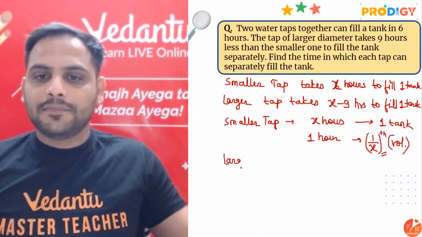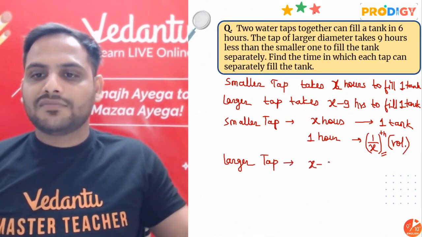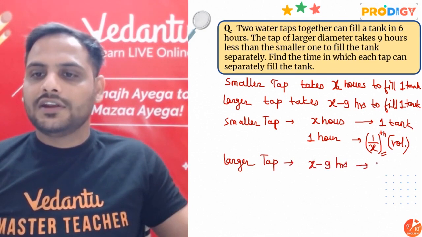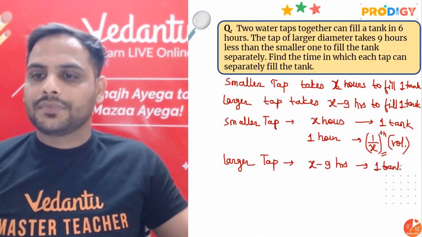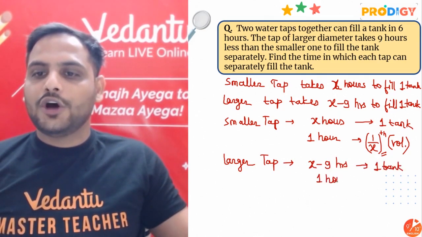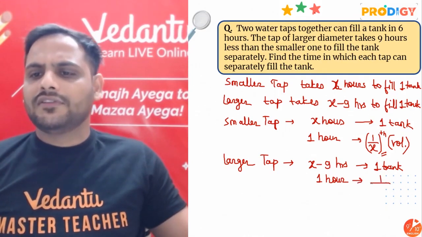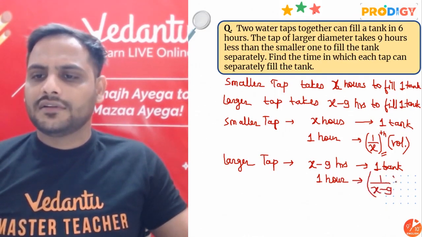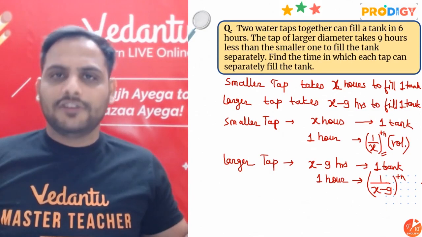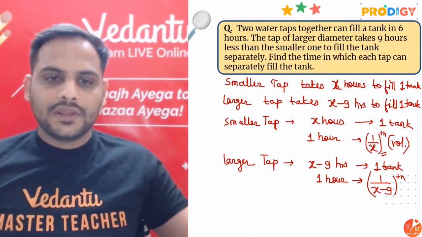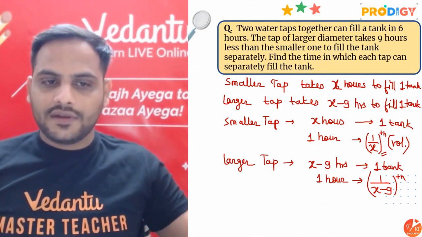Same way larger tap. So but a larger tap I can say कि sir in X minus 9 hours it fills one tank. ठीक है? So in 1 hour how much tank it will fill? It will fill, sir, 1 by X minus 9 of the tank. This much tank it will fill by volume. ठीक है? Now let's talk about when they are together.